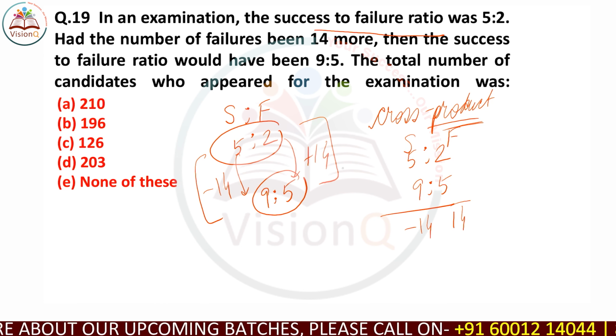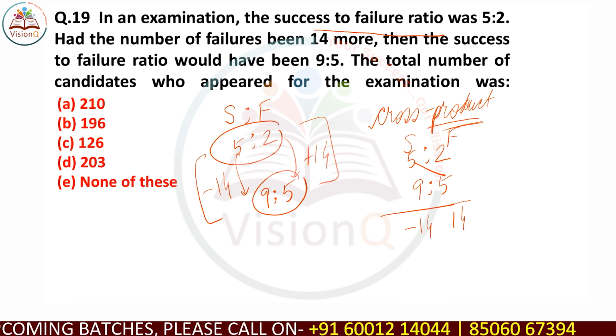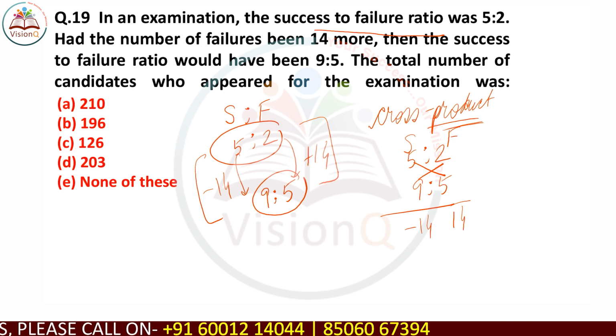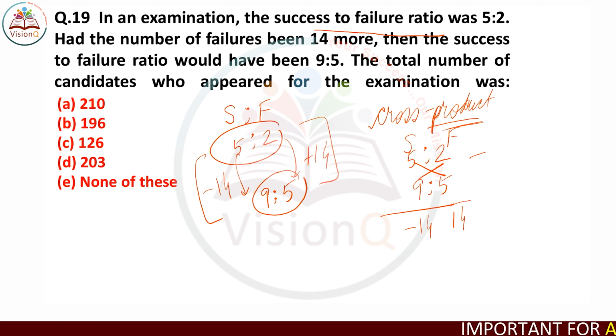Now you have to cross multiply here. So 5 into 5, 25. 9 into 2 is 18. Then subtract these two numbers. Okay, 25 minus 18. Always subtract larger number minus smaller number. So 25 minus 18 gives 7.